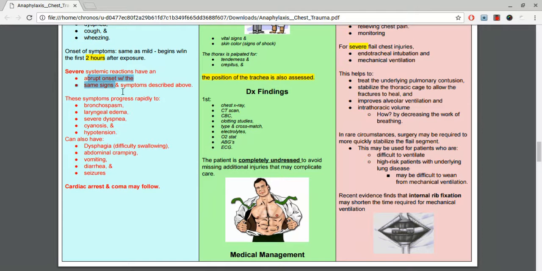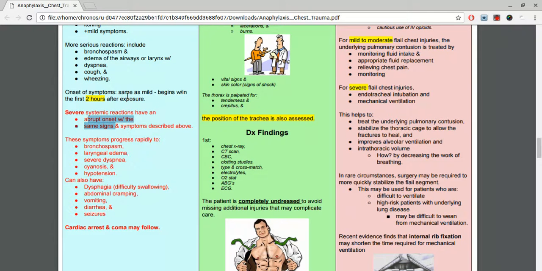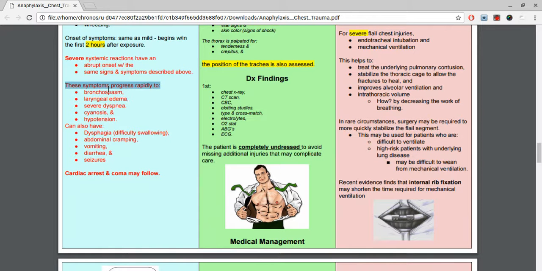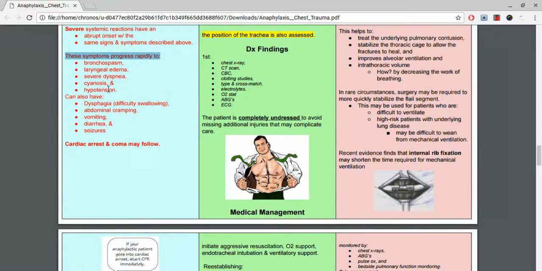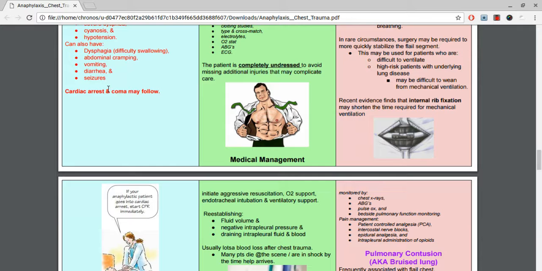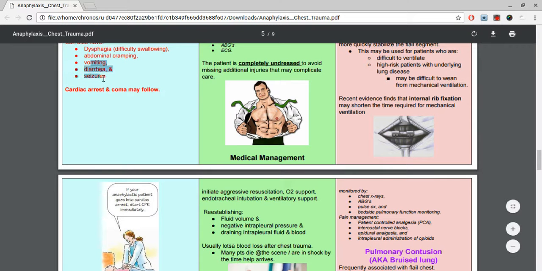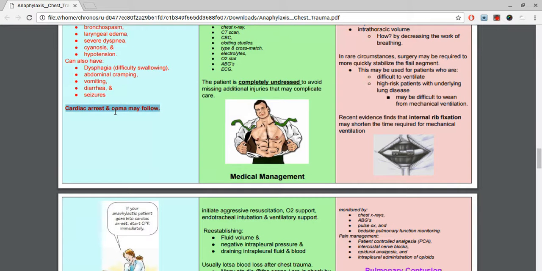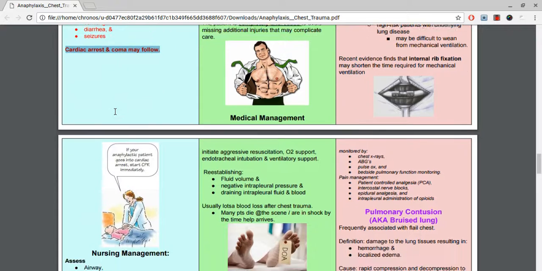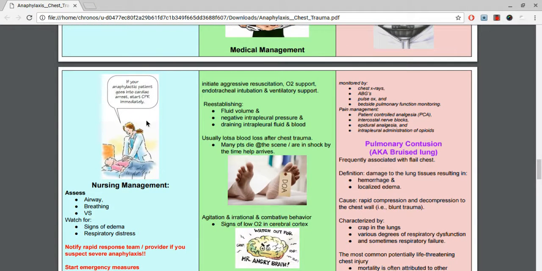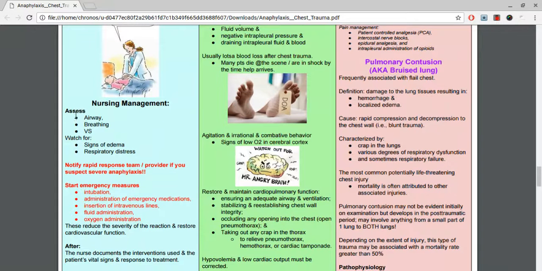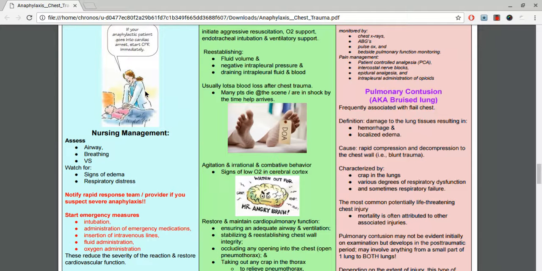And you're going to have the same signs and symptoms described above, except that they're happening fast, quickly. They're going to rapidly progress to bronchospasms, laryngeal edema, severe dyspnea, cyanosis, hypoventilation, and hypotension. The patient can also have dysphagia, difficulty swallowing, abdominal cramping, vomiting, diarrhea, and seizures. Okay, because the body's trying to excrete that allergen. And cardiac arrest and coma may follow. So if they go into cardiac arrest, you need to perform CPR immediately. So you wouldn't just start asking questions or anything like that. In this case, you would immediately start your intervention.